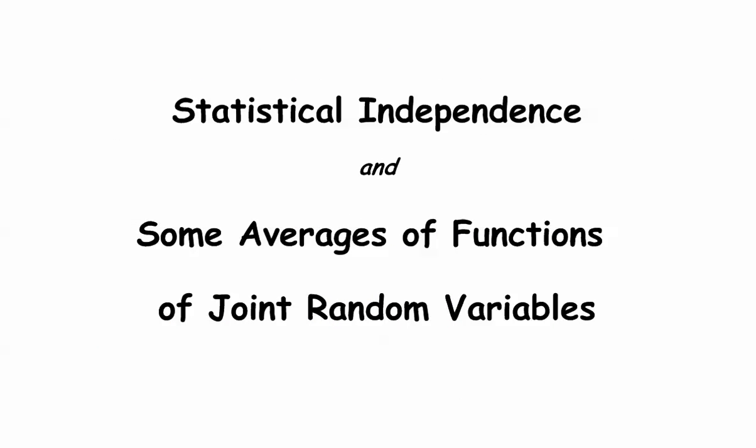Today we're going to be looking at statistical independence and some averages of functions of joint random variables. This will actually be a second look at statistical independence, and to begin we'll do a little review and look at some notation and some concepts that we first talked about back when we were discussing basic probability theory and set notation. So here goes.